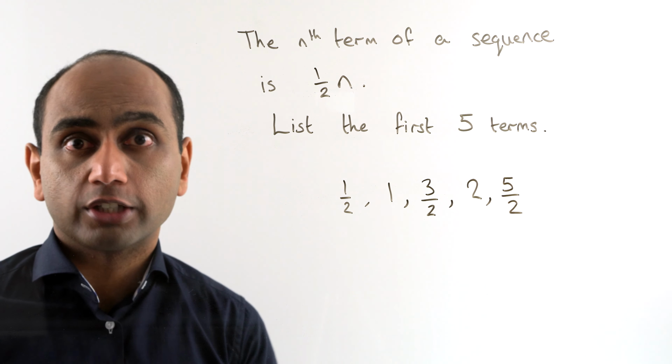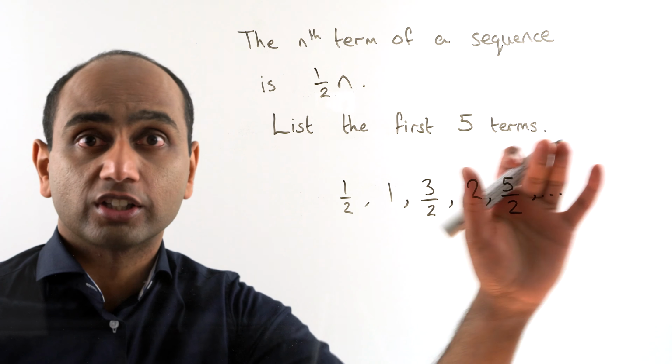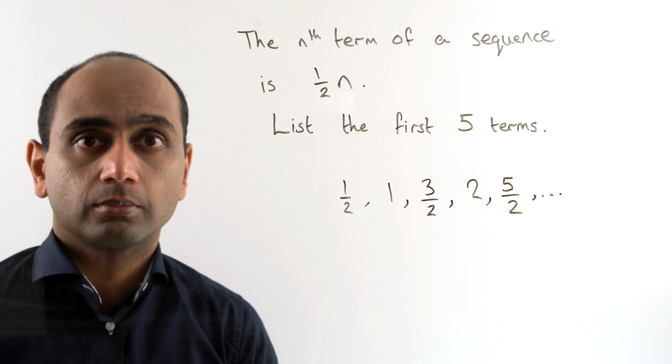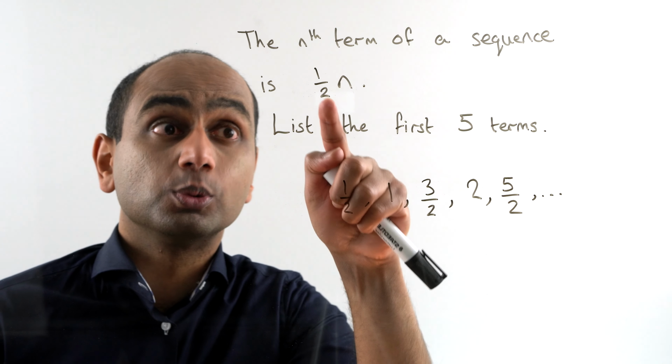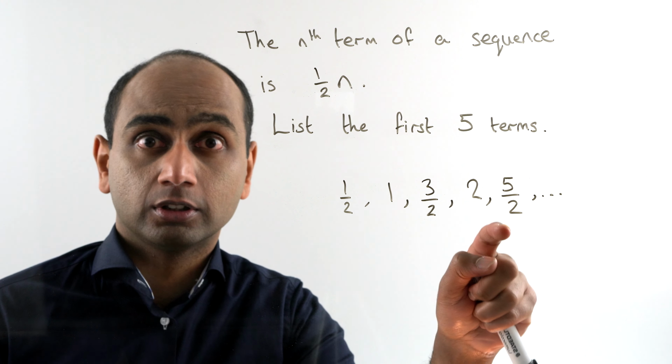So there we have the first 5 terms. Of course the sequence does go on forever, but we don't need to list any more to answer this question here. Notice again that the nth term of the sequence was a half n, and this sequence is going up in steps of a half.